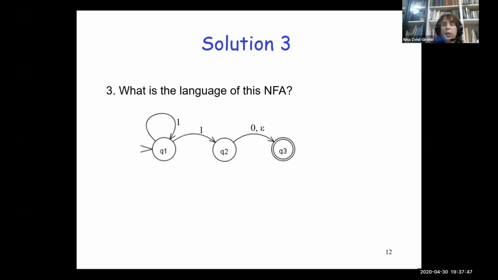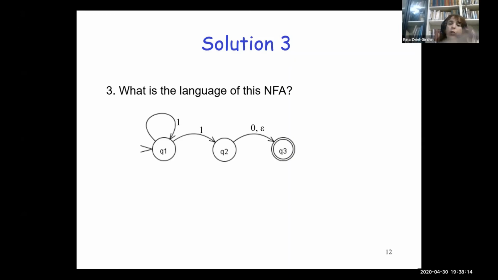Let's try together. The transition from Q1 to Q2. What is the meaning of this transition? At least a prefix of 1, 1. Okay, we have at least 1, 1 in a prefix. That is the meaning. Okay, please pay attention that now Q2 is not an accepting state.